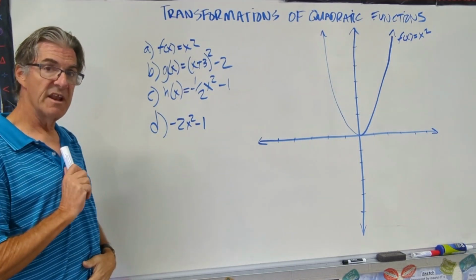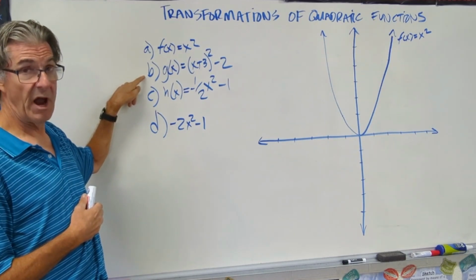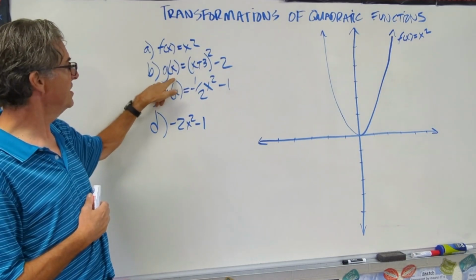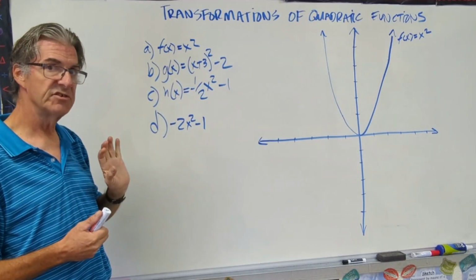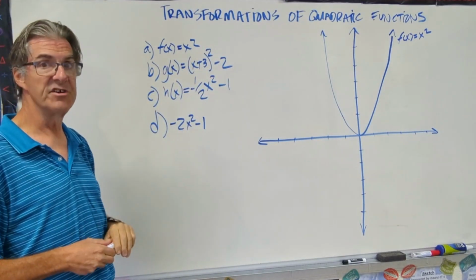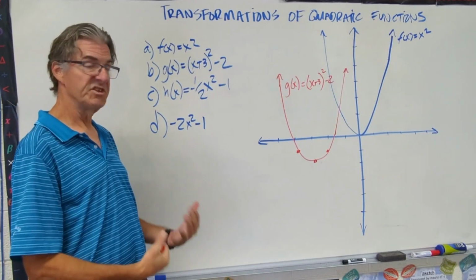What I want you to do right now is pause the video and let's put the graph for b, g of x equals (x plus 3) squared minus 2. Use everything you've learned so far and put that on your graph. If you have a different color pen, use it. Okay, let's see how you did.